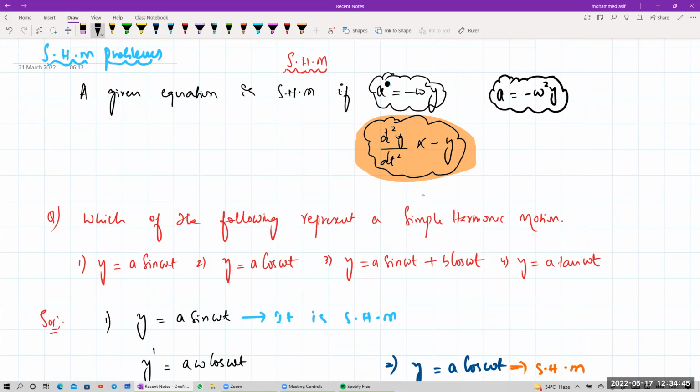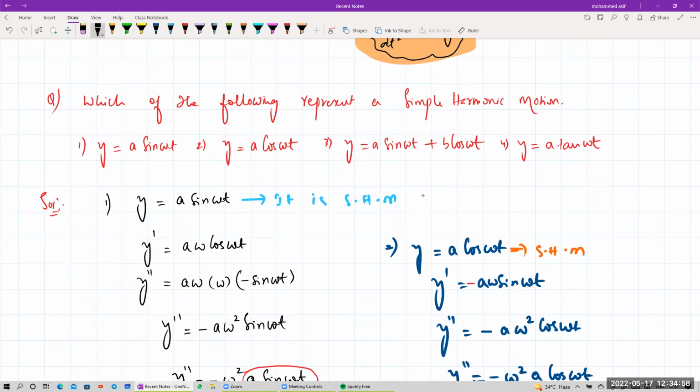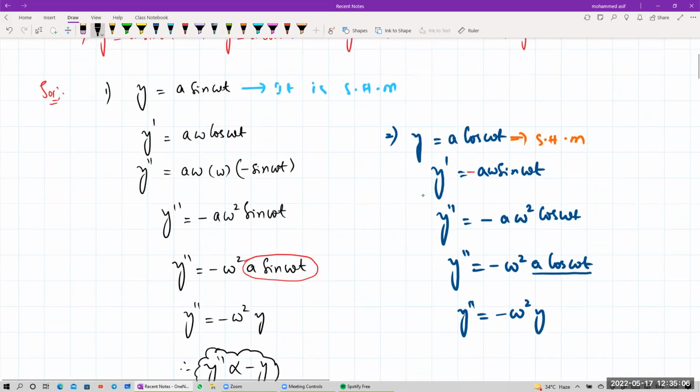And the acceleration you can write as d square y by dt square, which is directly proportional to minus y. If any given equation is in this form, then we can say that it is a simple harmonic motion. Now see the first question, which of the following functions represents a simple harmonic motion? y equals a sin omega t.